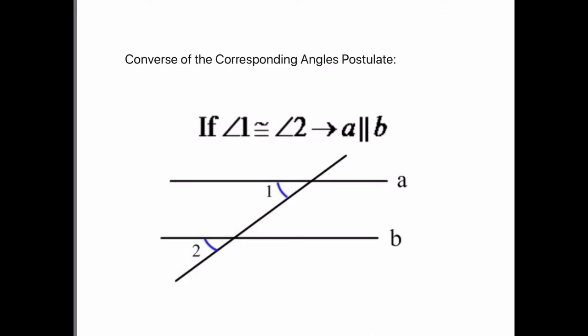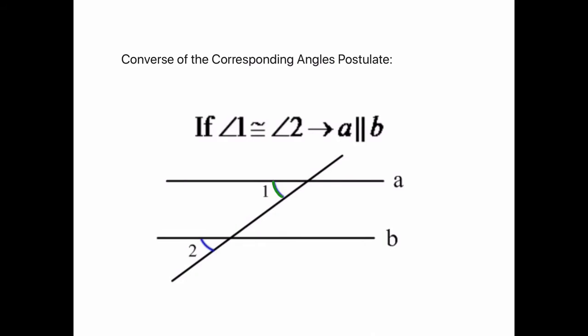So the corresponding angles postulate says that if you have two parallel lines, A and B, then all corresponding angles are congruent. So angle 1 would be congruent to angle 2. The converse of this postulate simply flips it around. It says if angle 1 and angle 2, which are corresponding angles, are congruent, then the lines must be parallel.